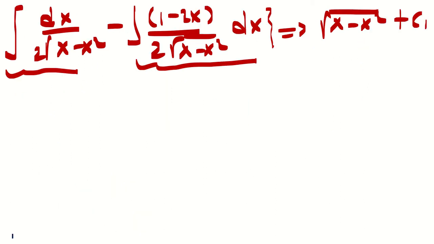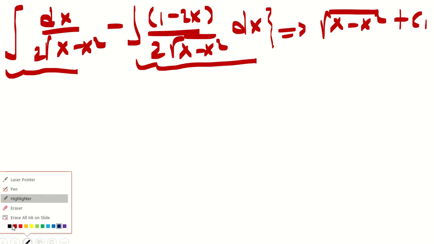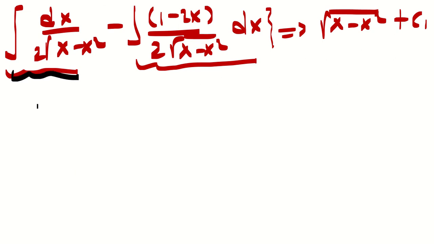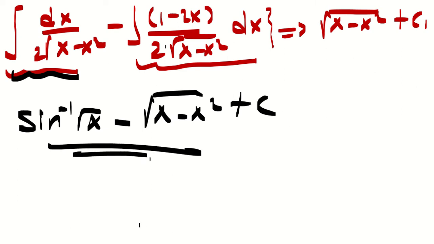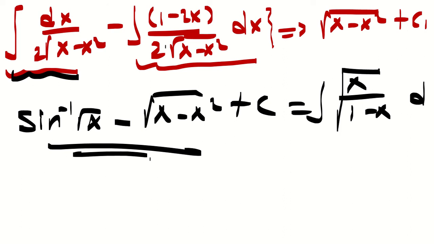So when you get back and finalize now, this part integral, we got it: sine inverse of root x, minus this part integral which is here, the square root of x minus x square, plus c. And this will be the end of my video, and that is the integral of x over 1 minus x, the whole in the square root, dx. This integral result will be this one.